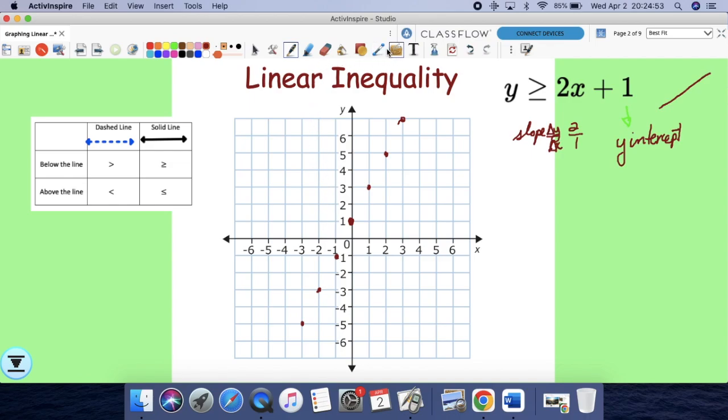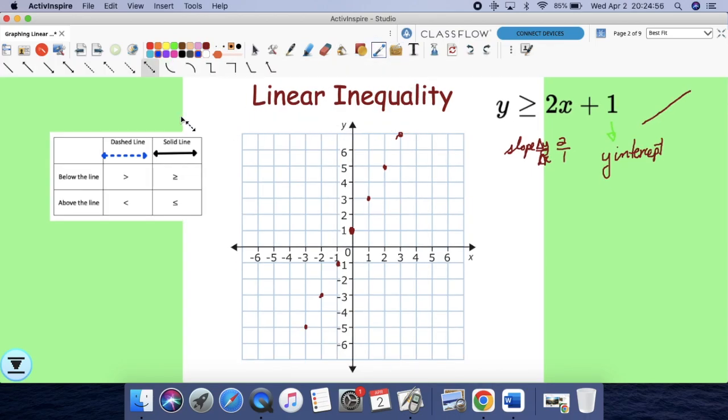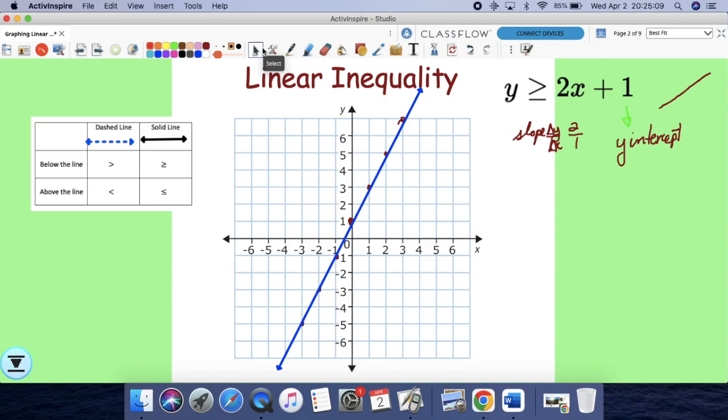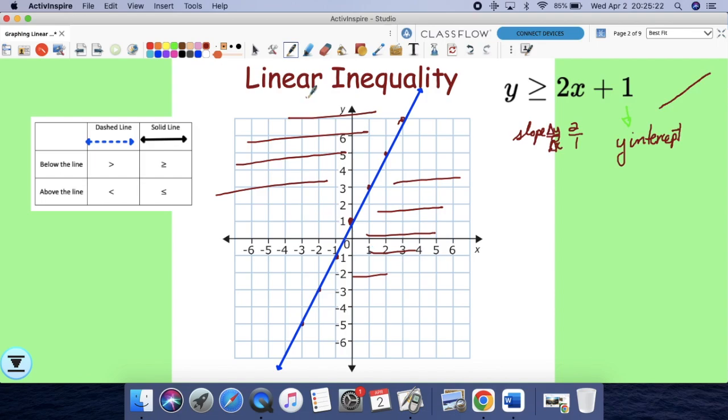Now we're going to use a solid line, because if I took points on that solid line, they would satisfy my inequality. Now, with an inequality there's also a region, either the region above this line or the region below the line, that's going to be part of the solution set. So we have to pick which side represents the solution set, and the easiest way to do that is to pick a test point.